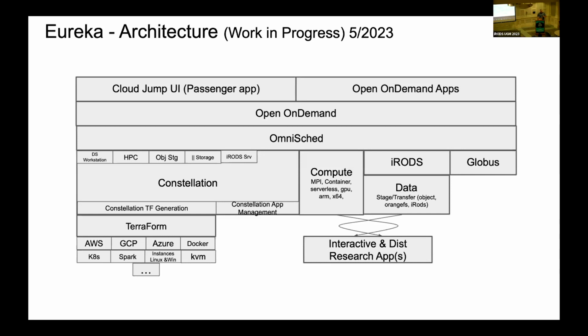iRODS interface to Globus. So if you have to do some wide area stuff with other sites you're collaborating with, it gives you that clean path to pull data in and out, keep it in the catalog, and then you have the apps.